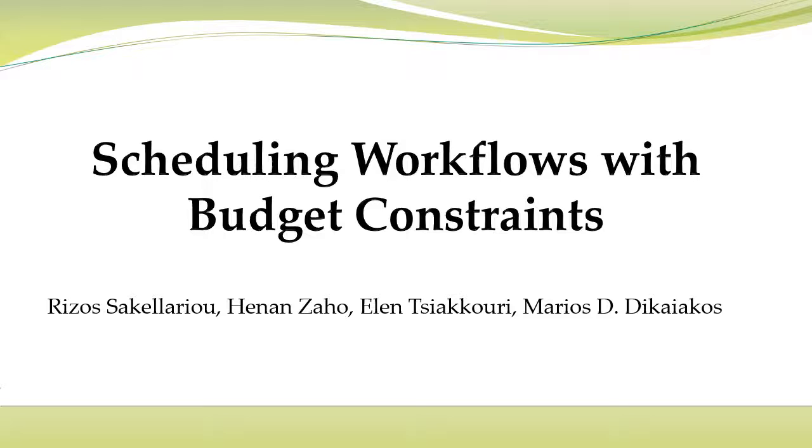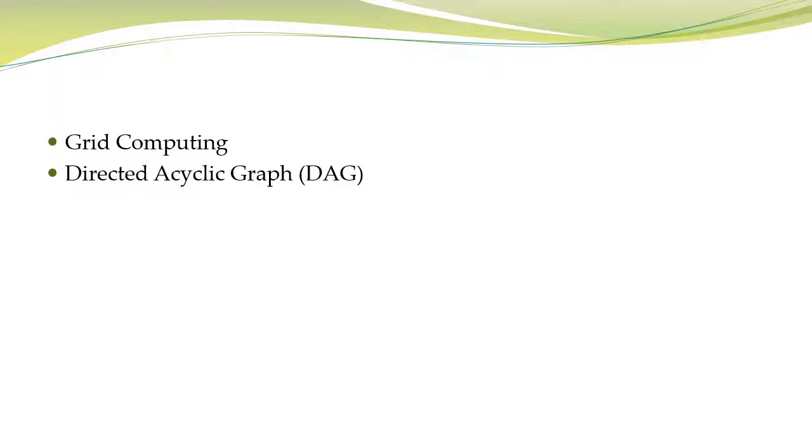Today we're going to talk about scheduling workflows with budget constraints. Before we start, we need to know some of the definitions. Grid computing is the collection of computer resources from multiple locations to reach a common goal. Directed acyclic graph, or DAG, is a finite directed graph with no directed cycles.